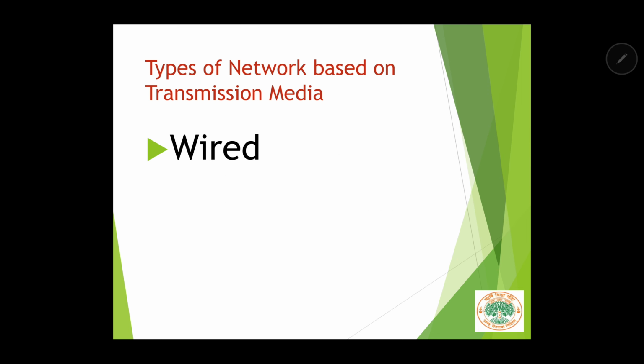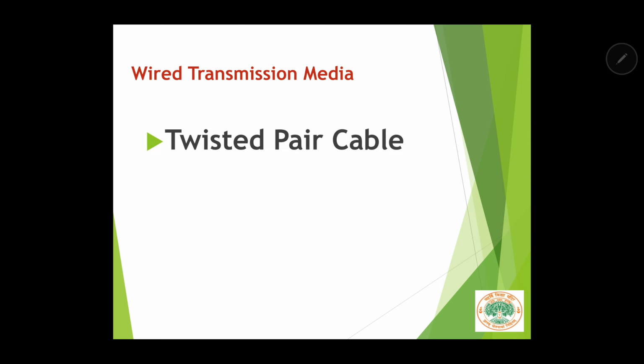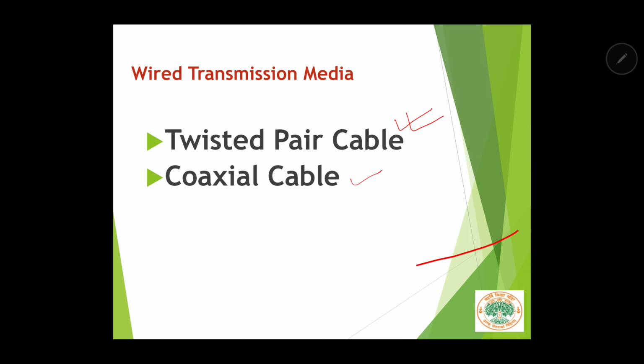So let us go to the types of network based on transmission media. The types of network may be wired, like twisted pair cables, coaxial cables and optical fiber cables, or it may be wireless, like radio waves, microwaves or satellite communication. Now let's go through them one by one. In case of wired transmission media, there are basically three types. First is twisted pair cable, second is coaxial cable, and the third is fiber optic cable.